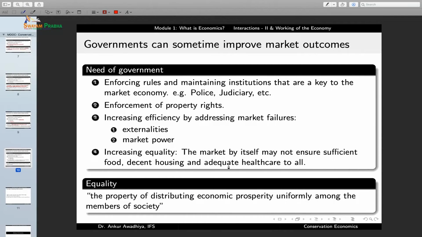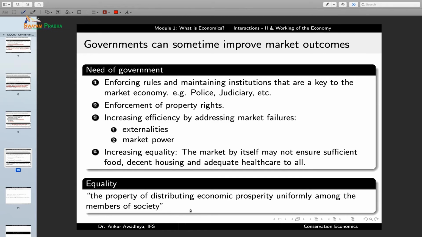Now, if there is such a situation, then the government might step in and say that, okay, we cannot let things go on like this, and we need to emphasize equality, and so we are also going to provide vaccines to those people who cannot afford them, because the society benefits if those people also get access to the vaccines. So the market by itself may not ensure sufficient food, decent housing, and adequate healthcare to all, but the government may chip in, the government may provide for all these different resources.